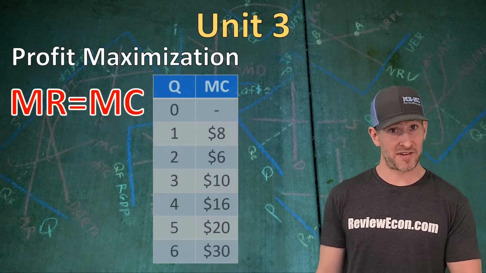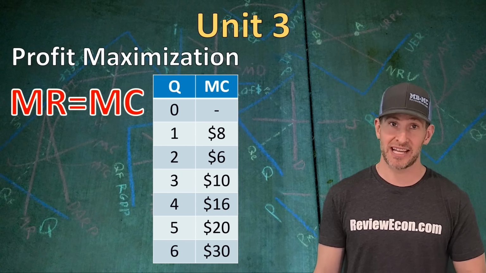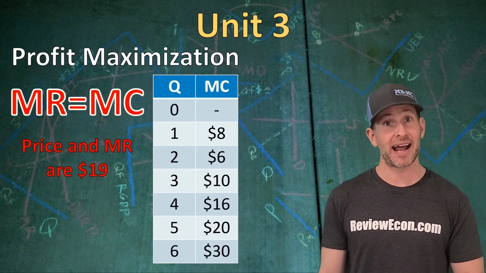Here we have a table with different quantities and different amounts of marginal cost for each unit produced. Well, this firm should keep on producing as long as this marginal revenue of $19 is greater than or equal to the marginal cost of that unit of output. At 3 units of output, the marginal cost of $10 is much less than the $19 worth of marginal revenue. This firm will increase profit by $9 if it produces that unit.